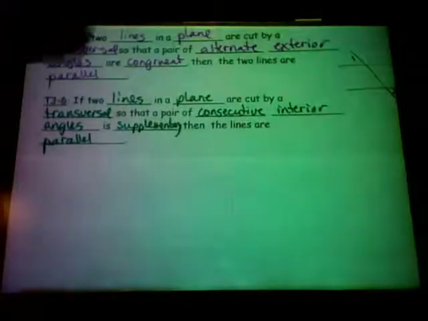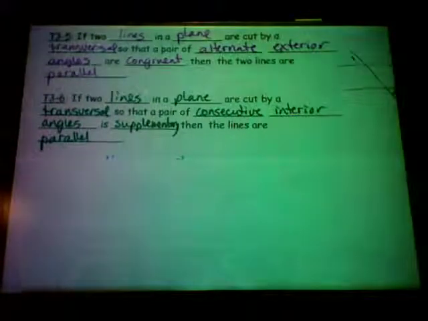Then theorem 3-6. Now we have consecutive interior angles. Two lines in a plane are cut by a transversal so that the pair of consecutive interior angles are not congruent on parallel lines. They're what? Supplementary.